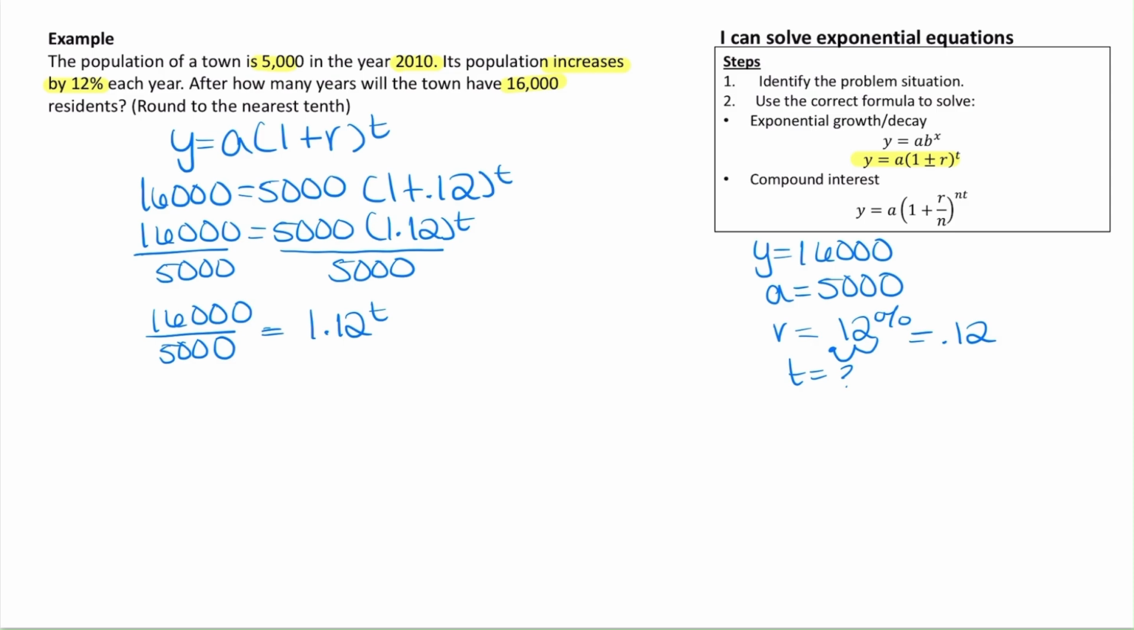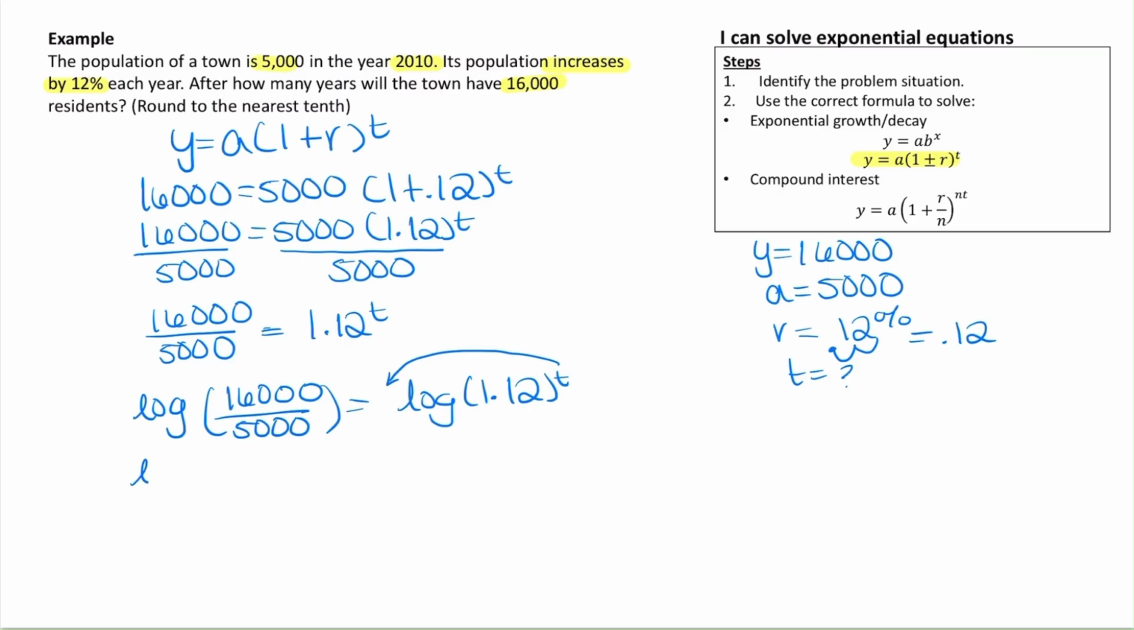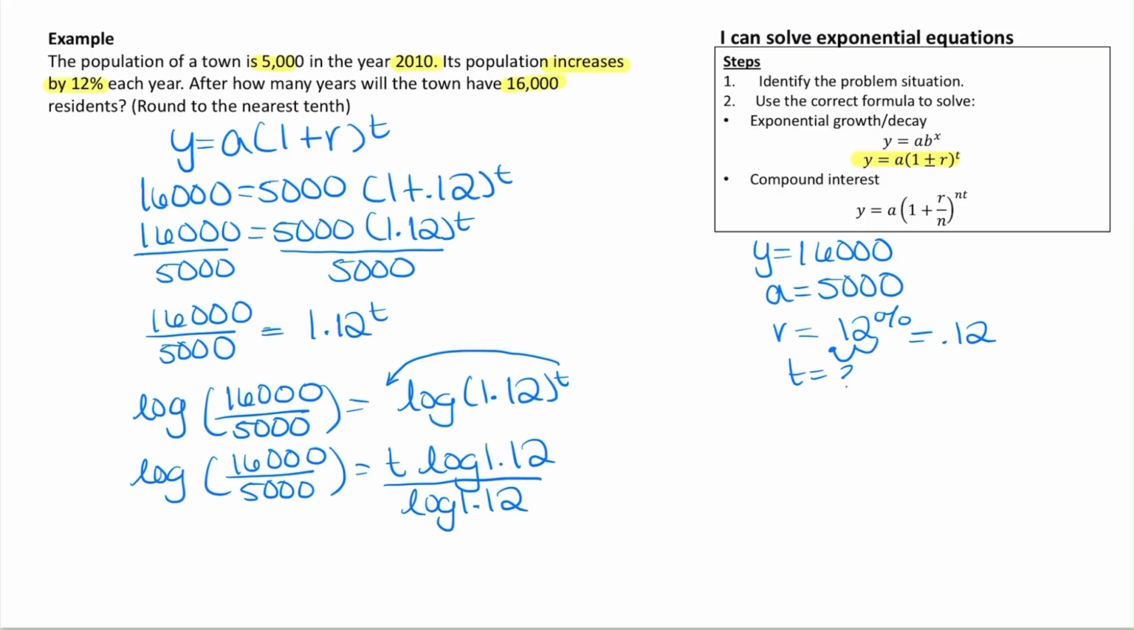So now to solve this, I'm going to take the log of both sides. So this gives me log of 16,000 over 5,000 equals the log of 1.12 to the t. Now we can use the power property to bring that t down in front. So we have the log of 16,000 over 5,000 equals t times the log of 1.12. Now in order to isolate t, I'm going to divide both sides by the log of 1.12. Remember, I need to do that on both sides of my equation.